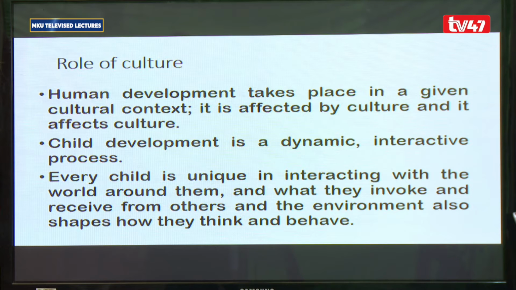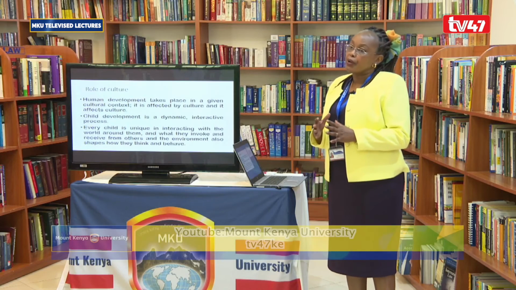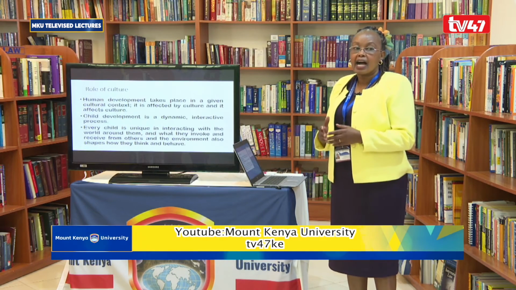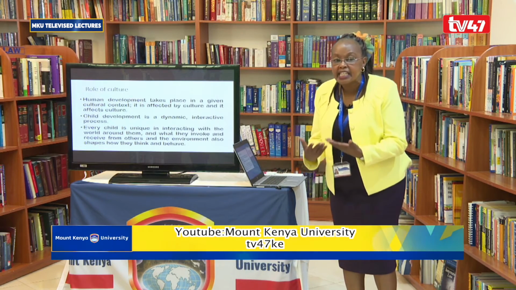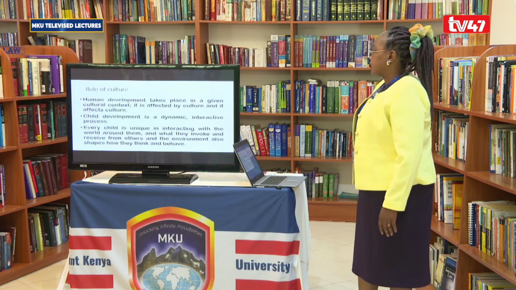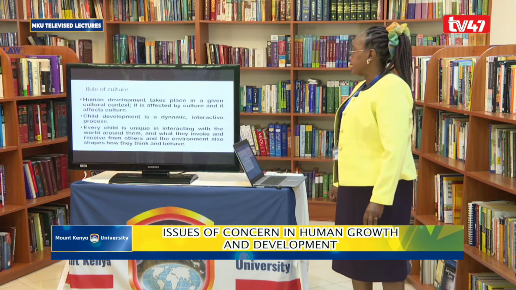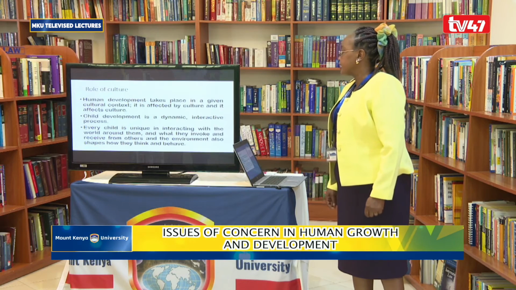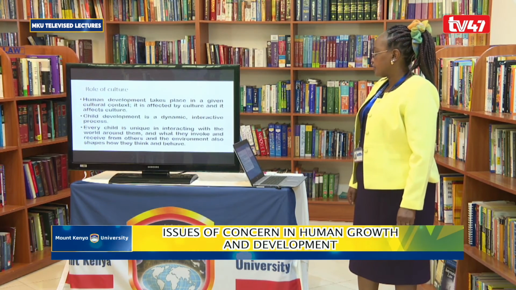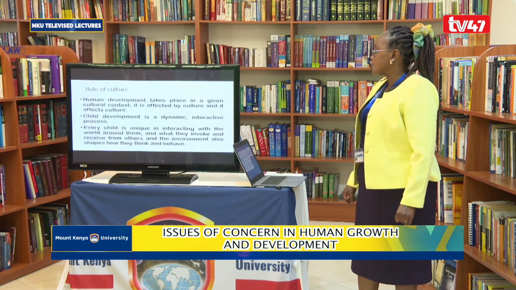The next thing that I want us to discuss is issue number 2, the role of culture. Human development takes place within a given cultural context. And you know, culture is our way of life. What our beliefs are, our practices, our way of doing things. And culture affects the human being. Because child development is a dynamic and interactive process, every child is unique and interacts with the world around them. And we see that this environment shapes the way they think and behave.